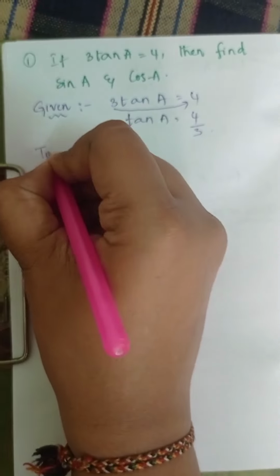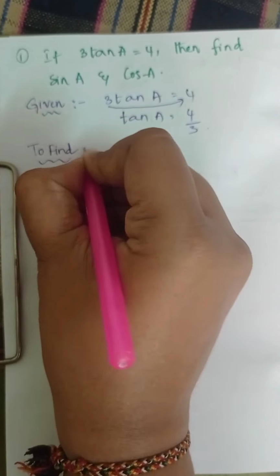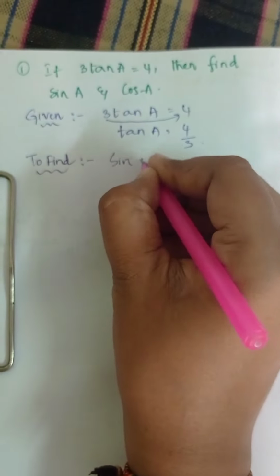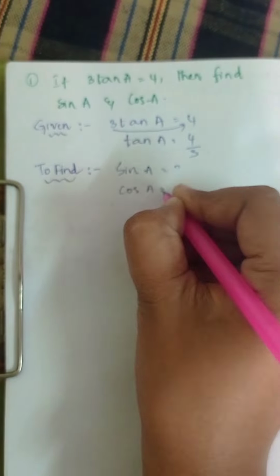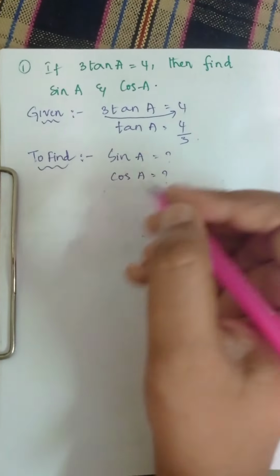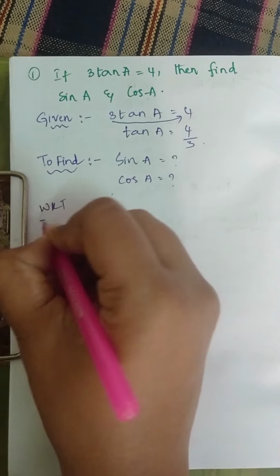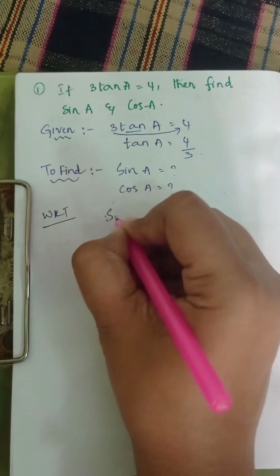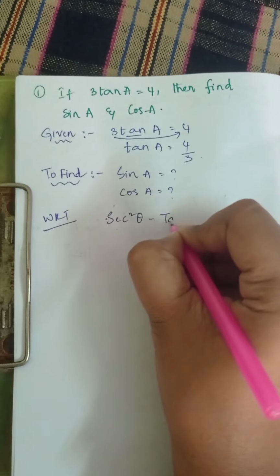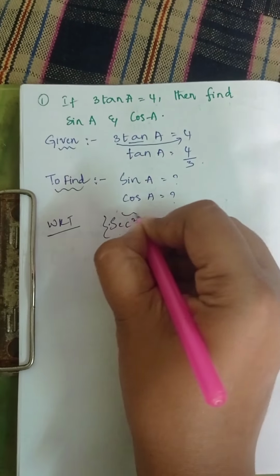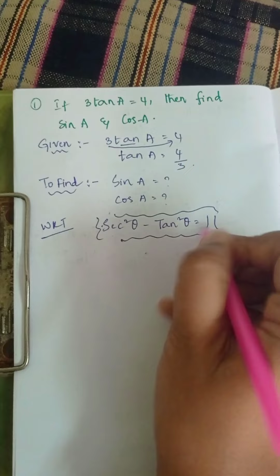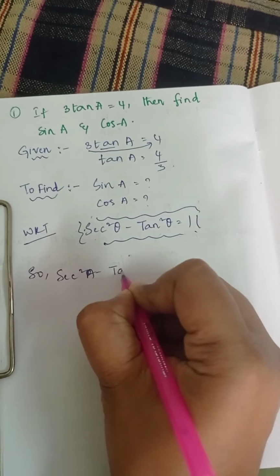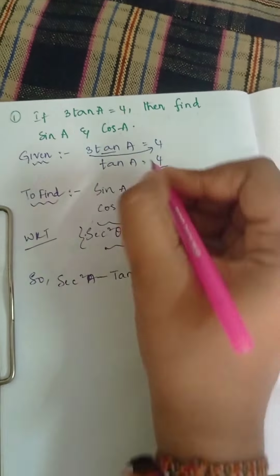So we'll start. What we need to find from the given is sin A and cos A, right? Now we have an identity in terms of tan: secant square theta minus tan square theta is equal to 1. From this we are going to find it out. So secant square A minus tan square A is equal to 1, right?